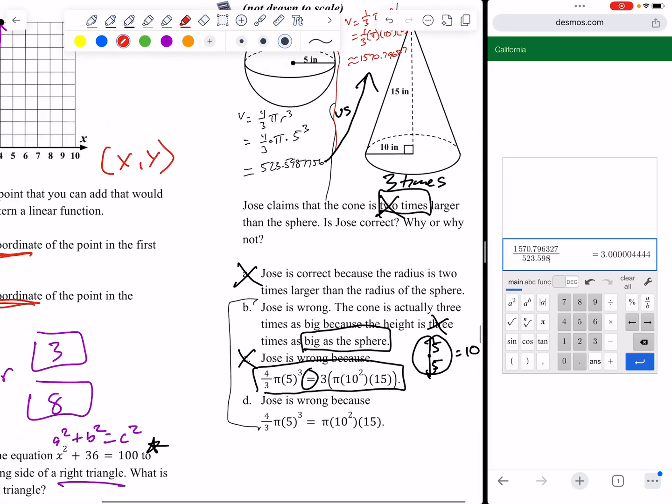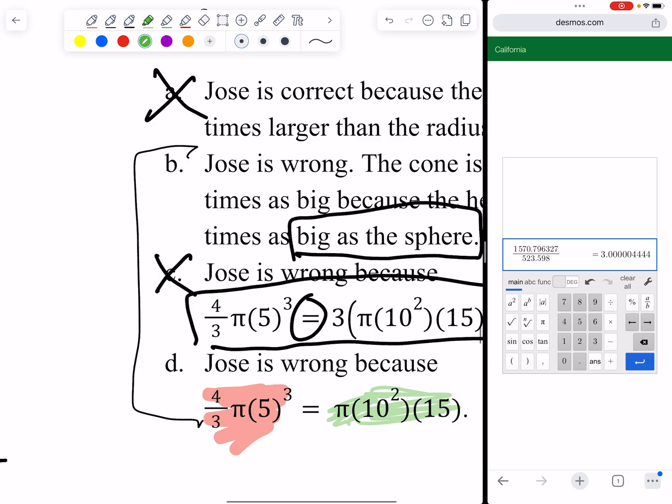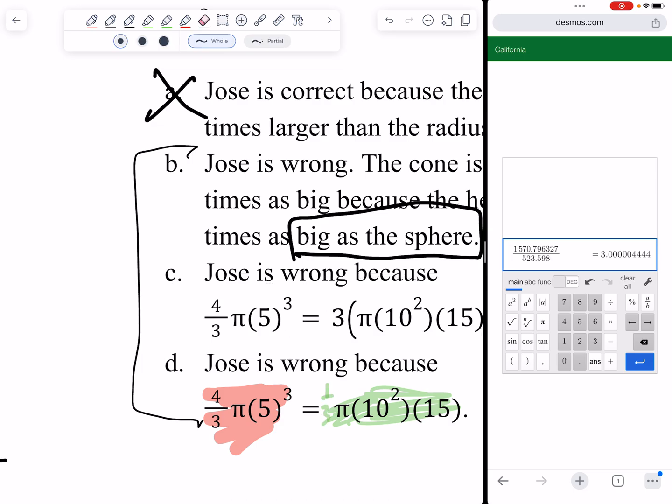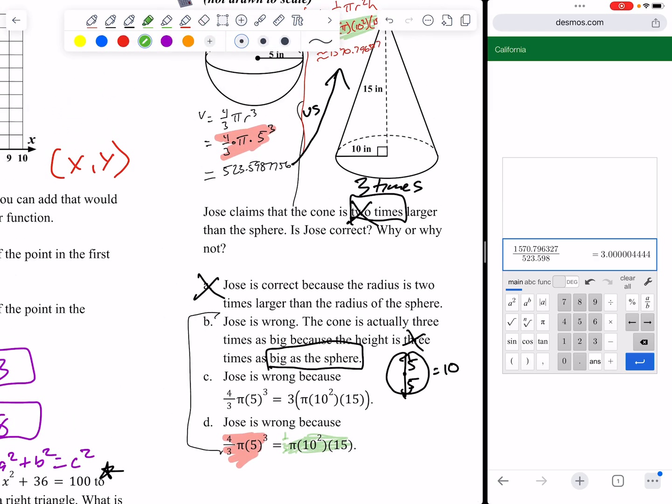So now I'm going to double check, right? 4/3 pi 5 cubed. 4/3 pi 5 cubed. The other one is 1/3 pi. So what are they missing? I got 10 squared and 15 and pi. This one is missing the 1/3. Oh, I screwed up. See, I gotta triple check this. This one right here.